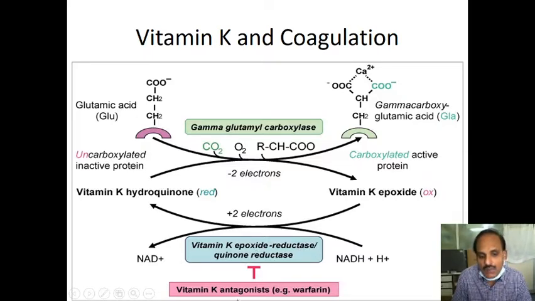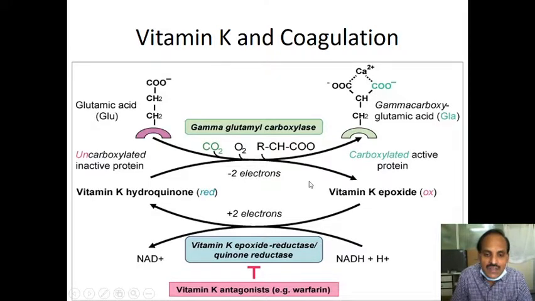If you block the vitamin K oxidoreductase, you will not have enough vitamin K hydroquinone. If we don't have enough vitamin K hydroquinone, the glutamic acid residues of factor 2, factor 7, factor 9, factor 10 cannot be carboxylated. If they are not carboxylated, factors 2, 7, 9, 10 cannot participate in the coagulation cascade, because then they cannot get activated, and they cannot bind to calcium and phospholipids. So vitamin K antagonists are responsible for the anticoagulant effect by preventing the activity of the enzyme vitamin K oxidoreductase.